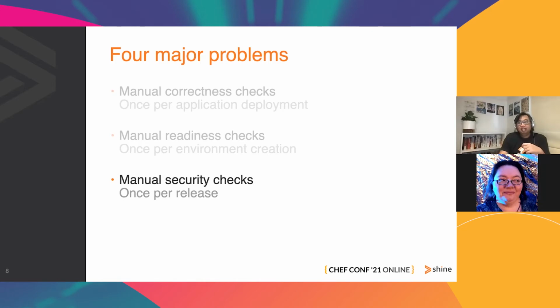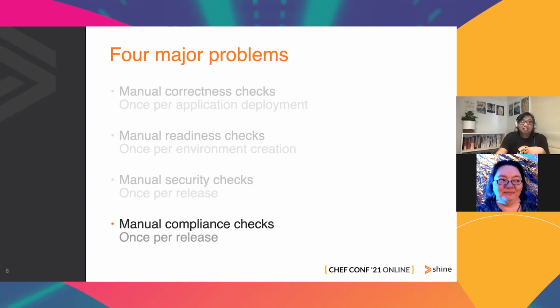And then there was the manual compliance check, that was the one that Agent Brown did, and it was done once per release. The manual compliance and manual security checks were the ones that were considered as the pre-production gateway, but it was actually inefficient, really time-consuming, and really error-prone.